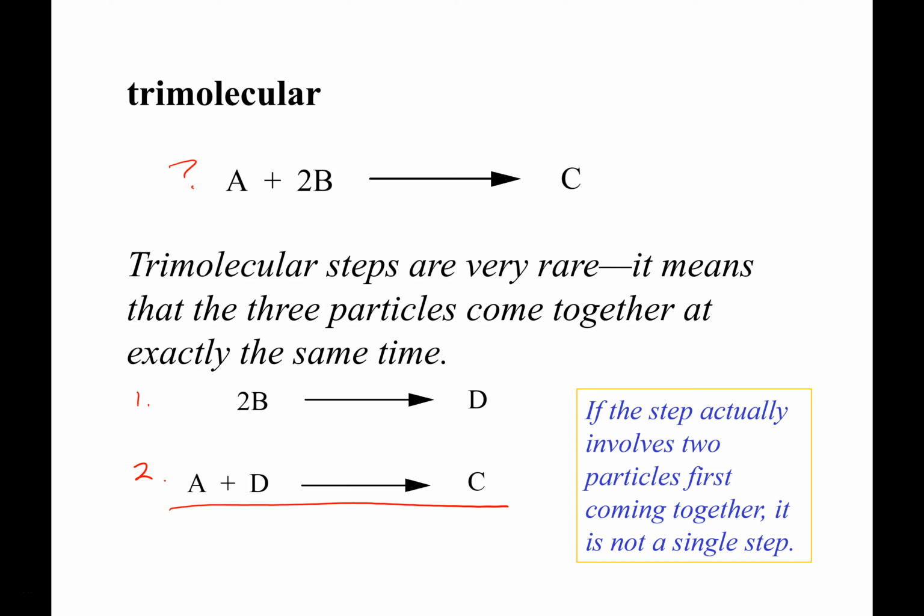I'll give you your first, we've added equations before. If I add these equations, my D's are going to cancel because they're on both sides. Does that make sense? Or I can just do it this way. Add them together, I get 2B plus A plus D goes to form D plus C. And we know we can clean things up.